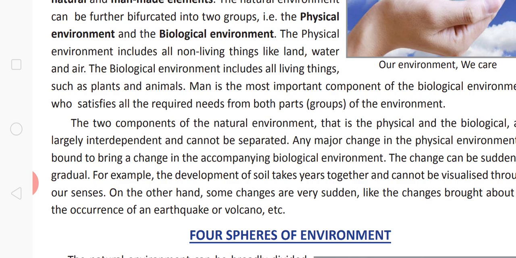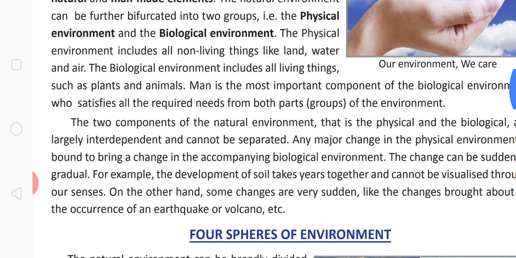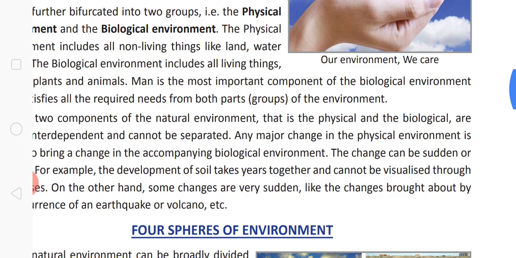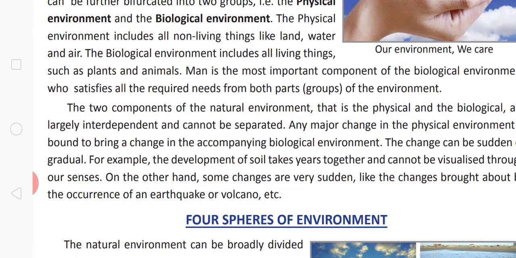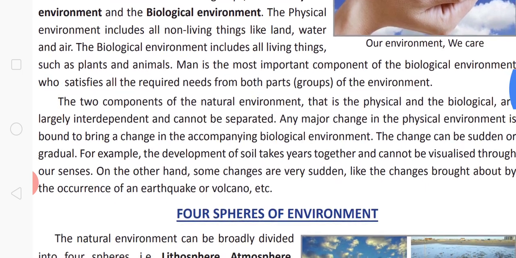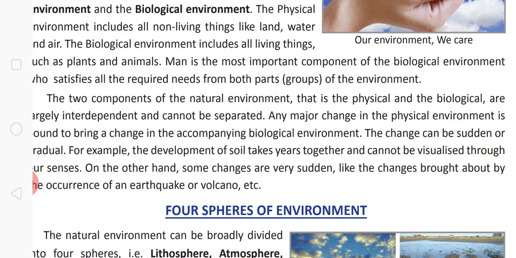So the two components of the natural environment, that is the physical and the biological, are largely interdependent and cannot be separated. So here you have to keep in your mind that both parts of the environment, that is physical and biological, are two sides of one coin, means both are very important, one is made for the other, they cannot live without each other.